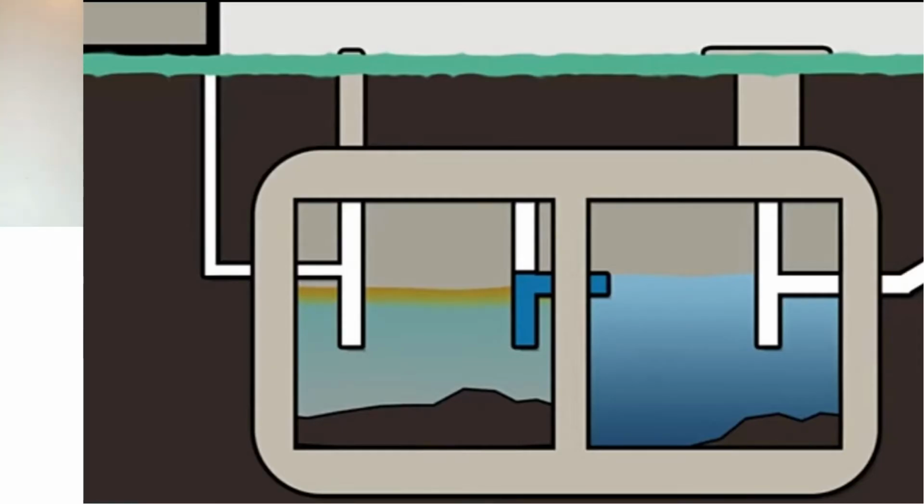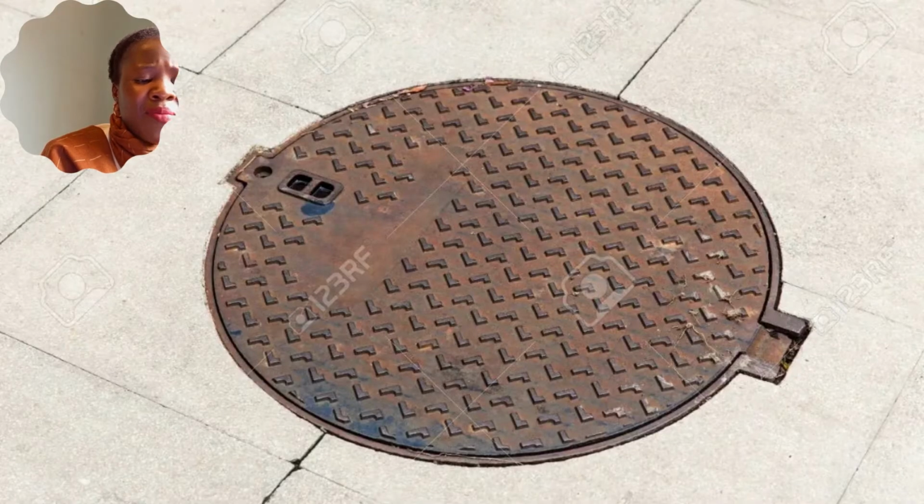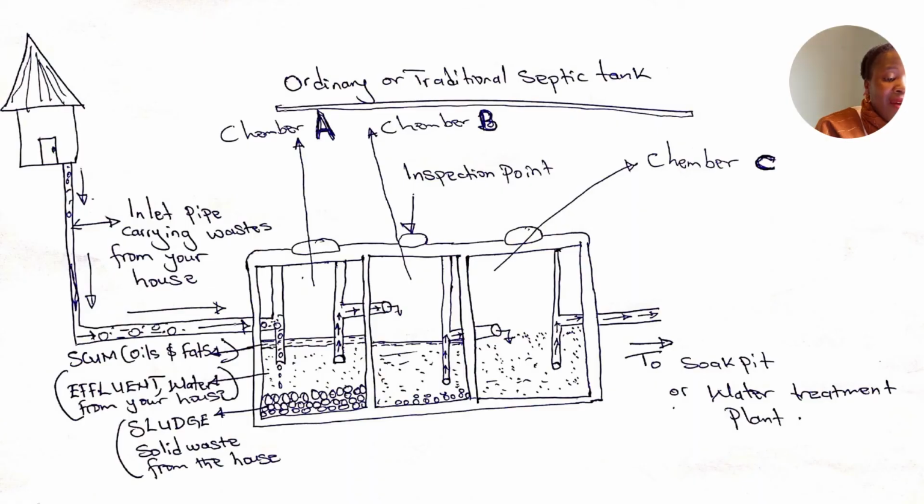So as you can see right here, this is a more colorful illustration. It's the same thing, but it will give you a clear mental picture of how this looks. So normally all of us will be walking in our compound, and you see a manhole cover, such as this one right here. You see a manhole cover, and that is the inspection point for the septic tank. So as I've indicated, forgive my art, where I've indicated the inspection point, that is actually the manhole cover, which can be opened to clean or to empty the septic tank.